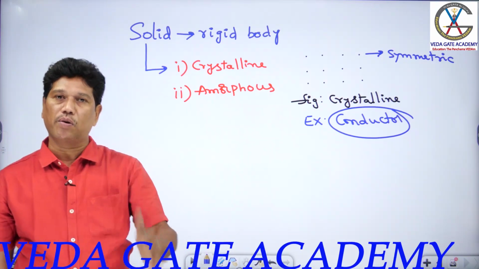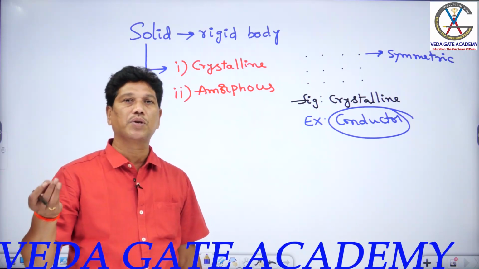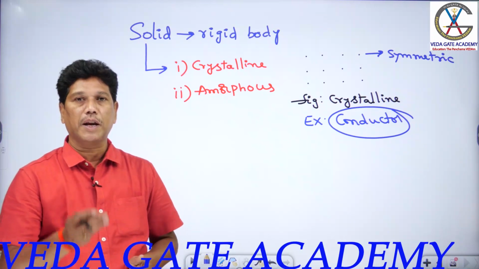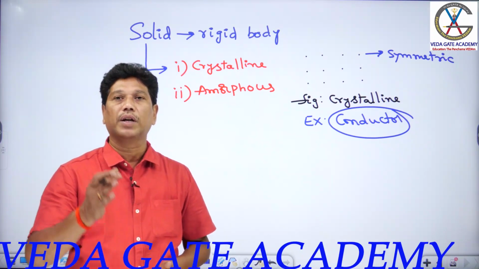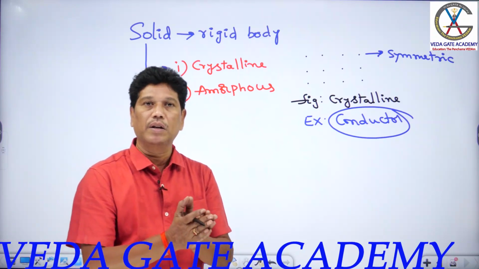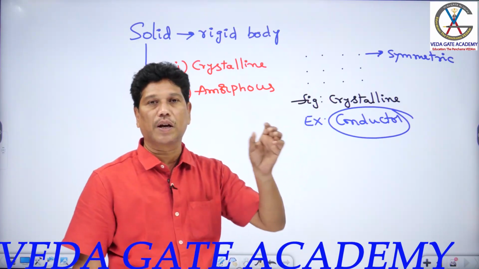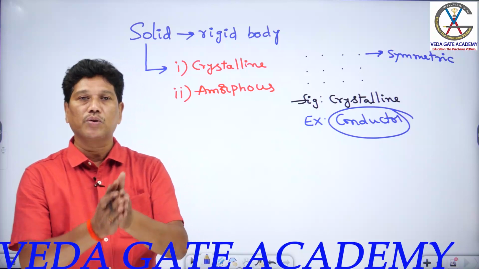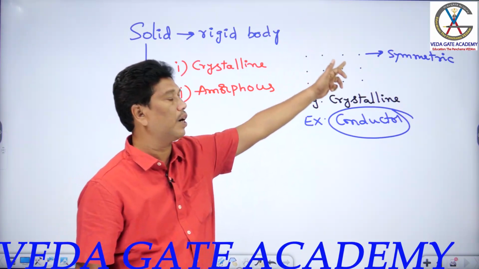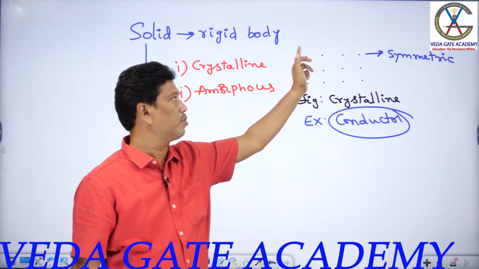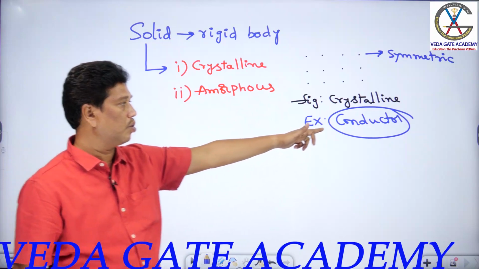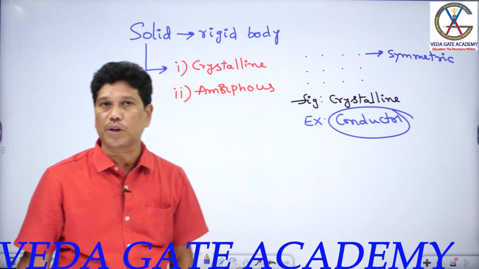Take this example: NCC students in the ground. Suppose you know that NCC students are in the ground. Each and every NCC person is positioned in a symmetric manner with respect to the others. They are never placed in a zigzag manner, right? Even when they move, every person moves in a symmetric position with respect to the others. Same condition here. All atoms are arranged in a symmetric manner. That is called a crystalline one. So the best example is a conductor.